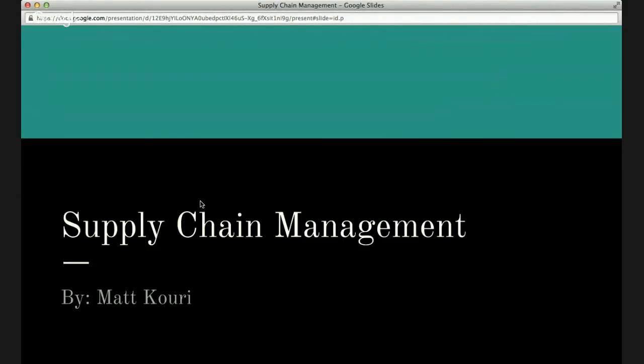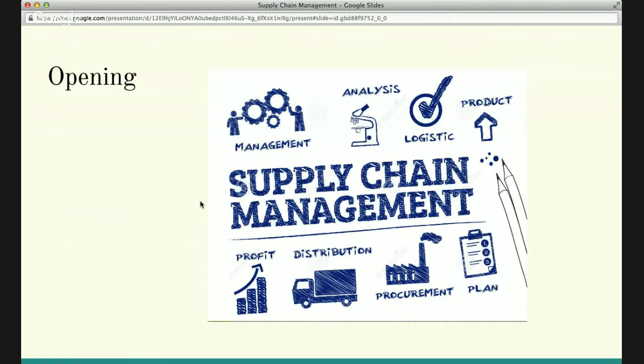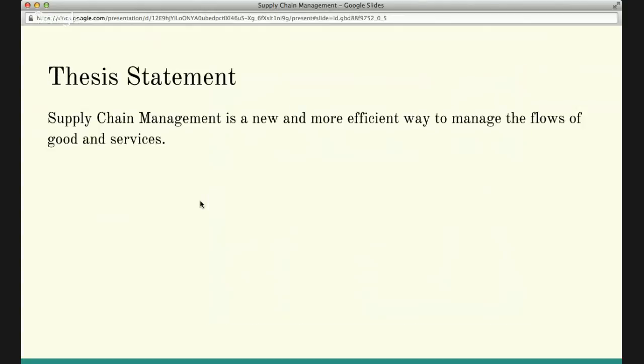Today, I'm going to be talking to you about supply chain management. Supply chain management is the management of the flow of goods and services of a company. Supply chain management is able to get goods to the consumer in the best way possible. Supply chain management, otherwise known as SCM, is a new and more efficient way to manage the flows of goods and services.